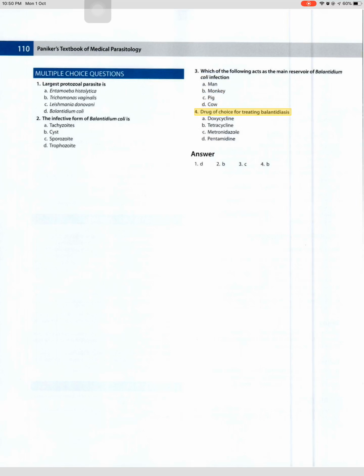3. Which of the following acts as the main reservoir of Balantidium coli infection? A. Man. B. Monkey. C. Pig. D. Cow. 4. Drug of choice for treating balantidiasis: A. Doxycycline. B. Tetracycline. C. Metronidazole. D. Pentamidine. Answers. 1. D. 2. B. 3. C. 4. B.